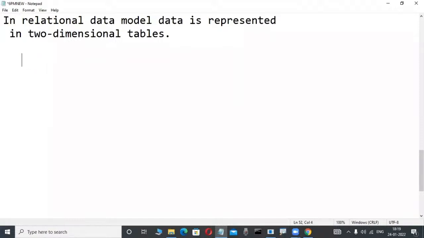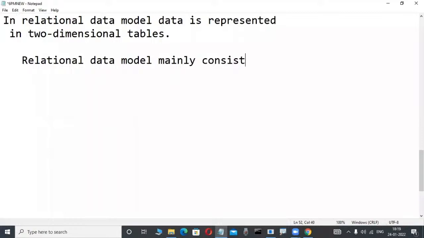Any relational data model product we observe, the relational data model mainly consists of three components. Three components. What are those components? You must be familiar with these names before we start our courses. Now check it out, concentrate here.